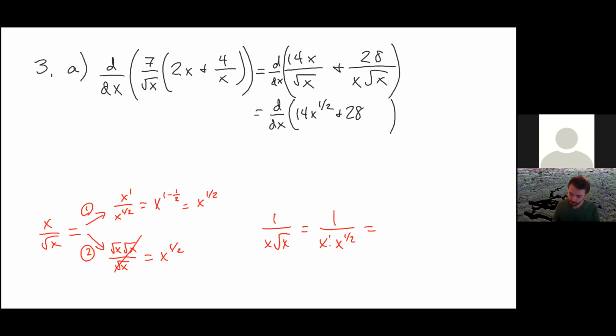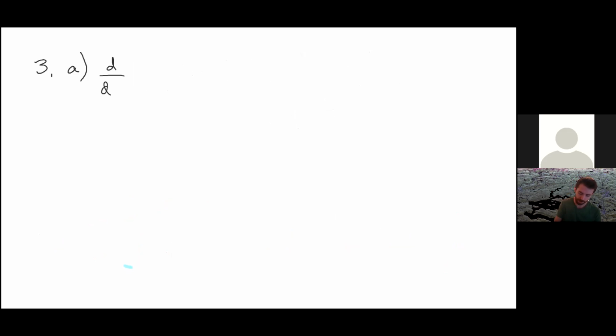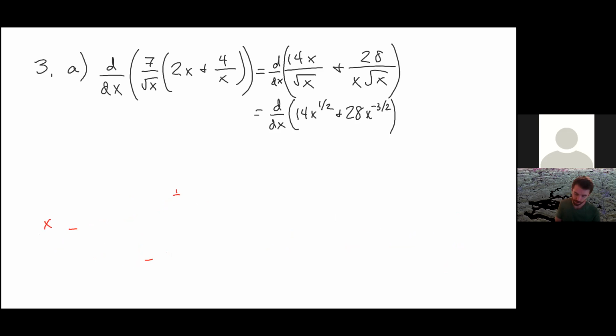And again, you can use some rules of exponents. x times x to the 1/2 is the same as x to the 1 plus 1/2. So that's x to the 3/2. But whenever I have a power of x in the denominator, I can bring it up to the top. Okay, so I'm just going to put that up here. That's 28x to the negative 3/2. And that's the thing I want to take a derivative of. Okay, I'm going to erase my other stuff. Not the whole board, just sidebar.